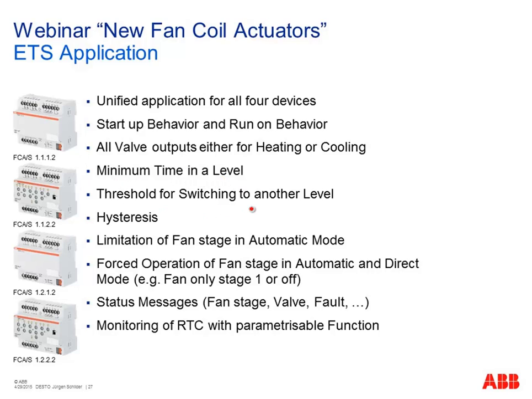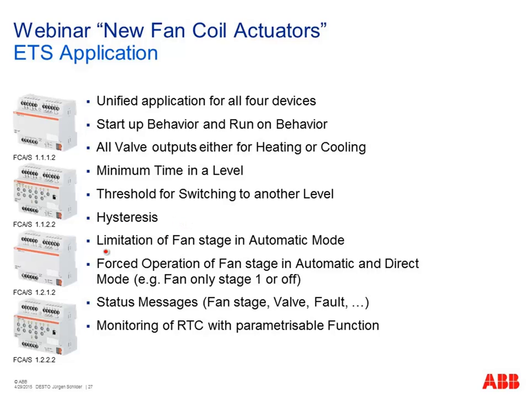Thresholds for switching to another level. Remember my diagram. Depending on the control value, you can go to any fan speed, also parameterizable. So you decide when you jump from one speed to another, depending on the percentage of your control level. And in order to avoid constant switching, you can also program hysteresis. A typical solution for thresholds you find in many other devices.